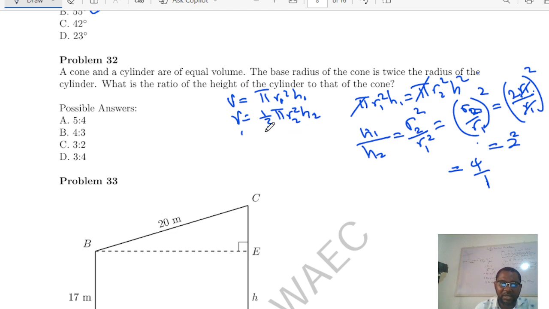Oh, we are missing out something. We missed out on the 3, the 1 over 3 of the cone. So this should be 1 over 3, sorry. And when this cancels out, this should be 3 here. H1 over H2 is R2 over R1, yeah, 3 here at the base. So this should be 3. So that means this is 4 over 3. 2 squared over 3. 4:3. So B is the answer. Sorry for the earlier mistake.